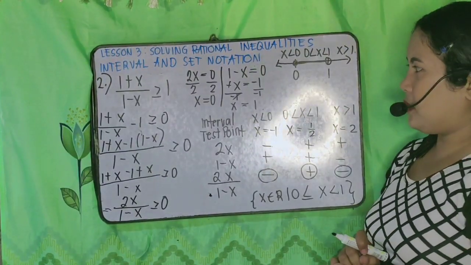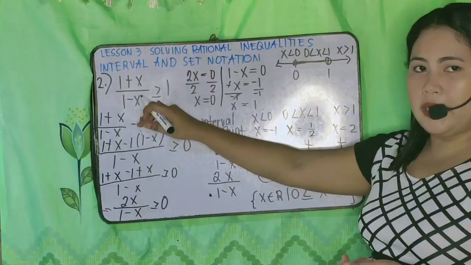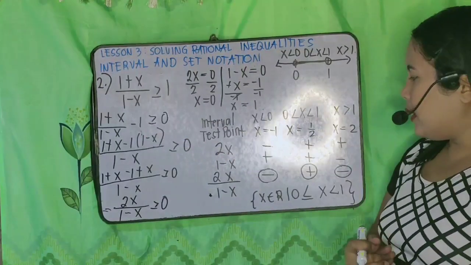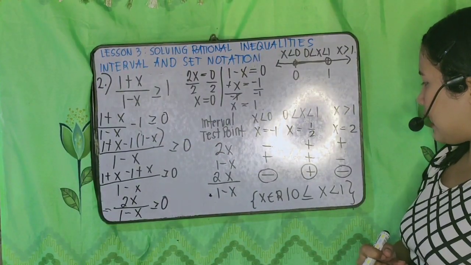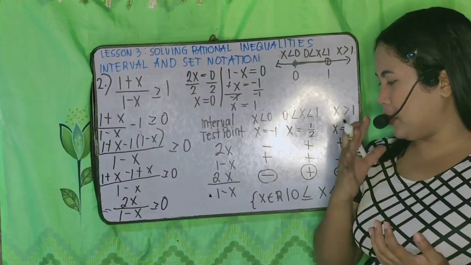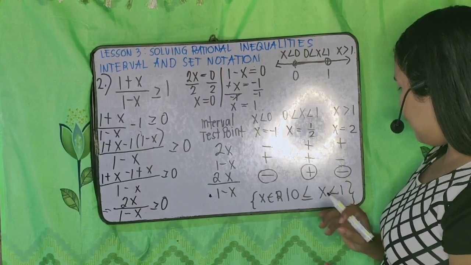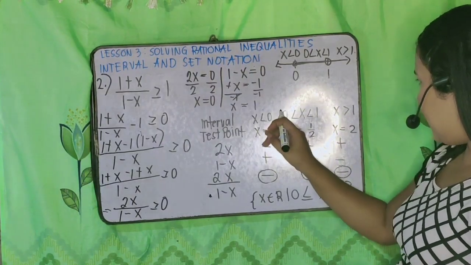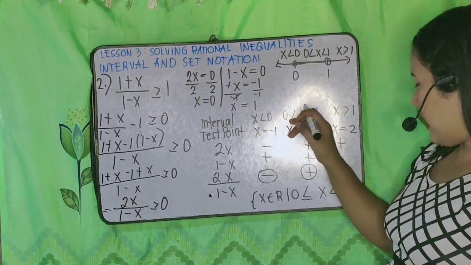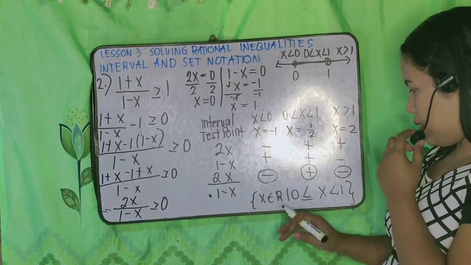Okay, so since the given problem is greater than or equal to, so ang gagamitin po natin sa pagkuha ng solution set is yung positive. So dito po, isa lang naman yung may positive natin, which is, ito siya, 0 is less than to x and x is less than to 1. So ito na po yung solution set natin dito.